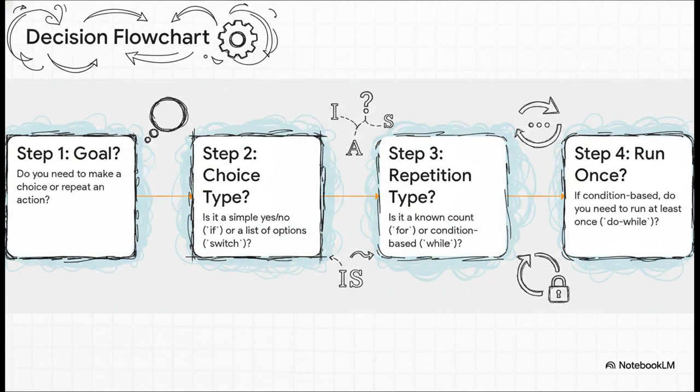First, ask the big question. Am I making a choice or am I repeating something? If you're making a choice, is it a simple yes/no? That's an if. Is it a list of specific options from one variable? That's a perfect job for switch. If you're repeating, do you know the exact number of times? Use a for loop. If you don't and it's based on a condition, use a while loop. And that final special case, if you need that loop to run at least once, do while is your guy.